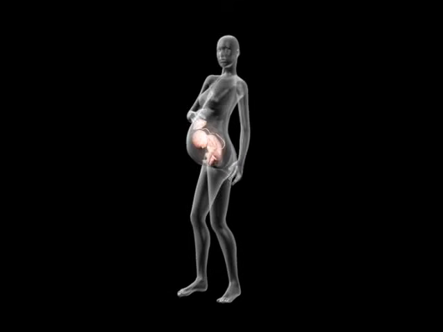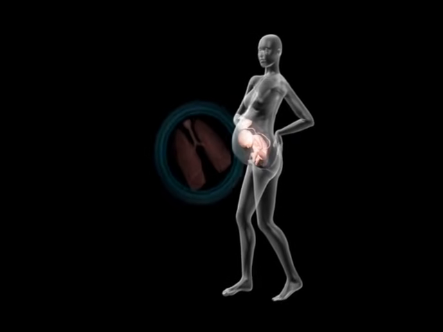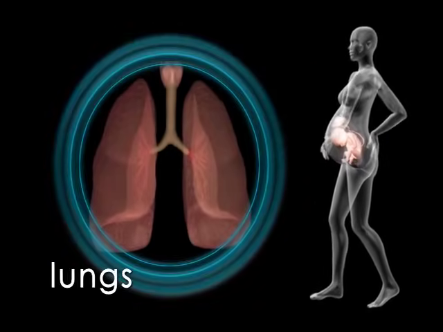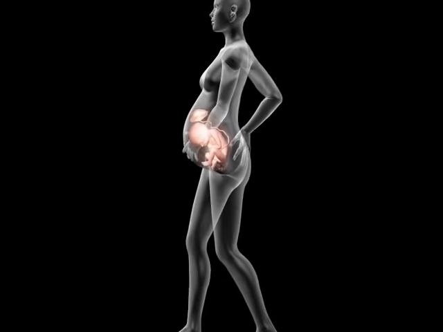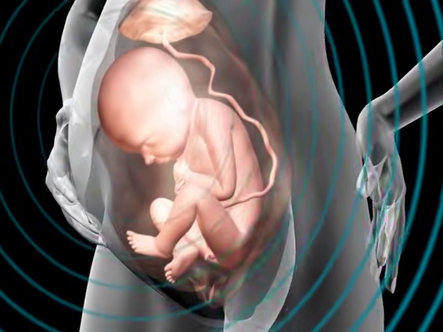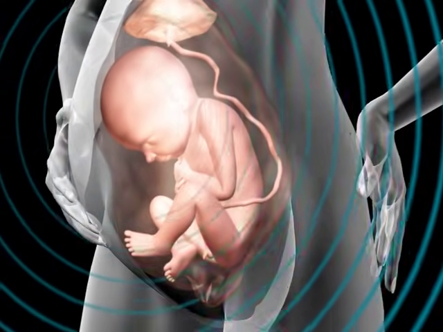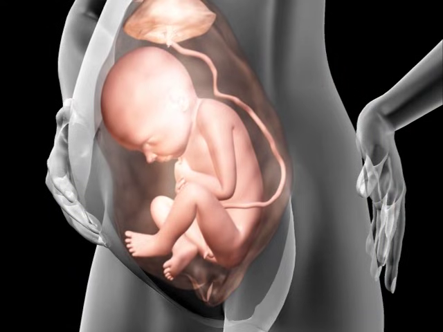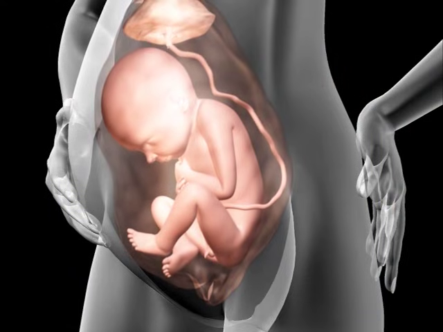By 34 weeks, there is rhythmic breathing and the lungs are finally mature. The brain can detect input from the senses, such as sound. The fetus is less active than earlier because it no longer has room to move about.